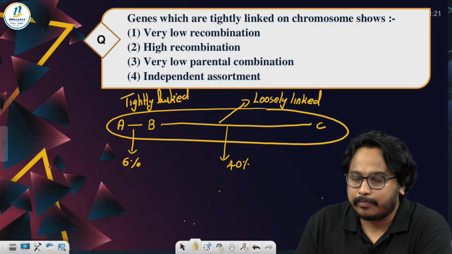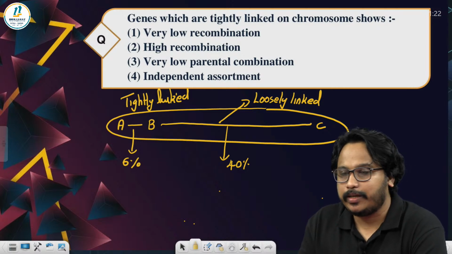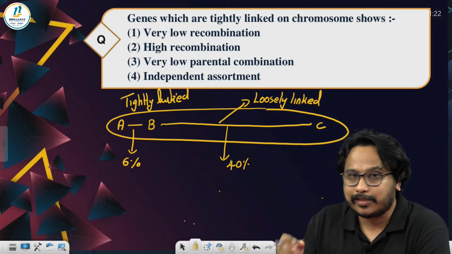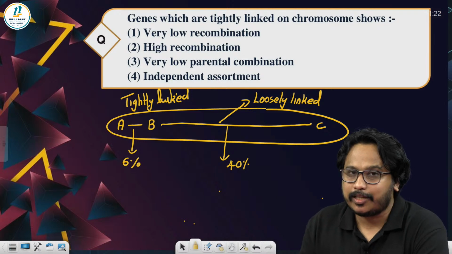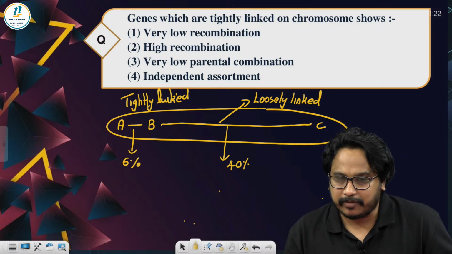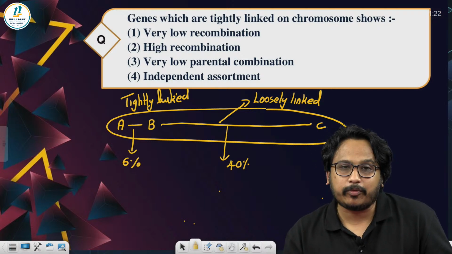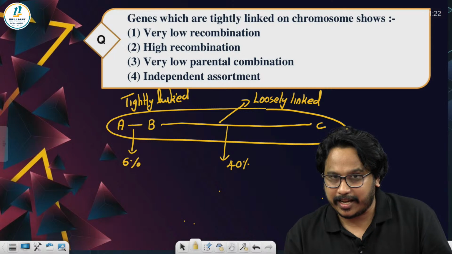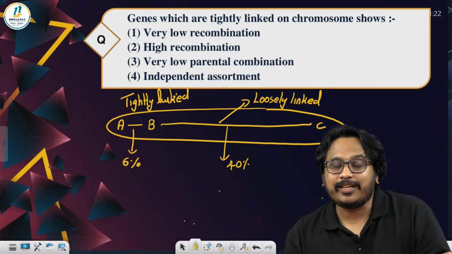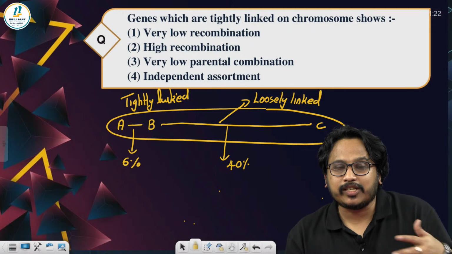So what was said by Thomas Hunt Morgan: if two genes are located very close to each other, they will show very less recombination. So percentage of recombination is directly proportional to distance between the genes, and percentage of recombination is inversely proportional to the strength of linkage. More the recombination, less is the strength. Less the recombination, more is the strength.